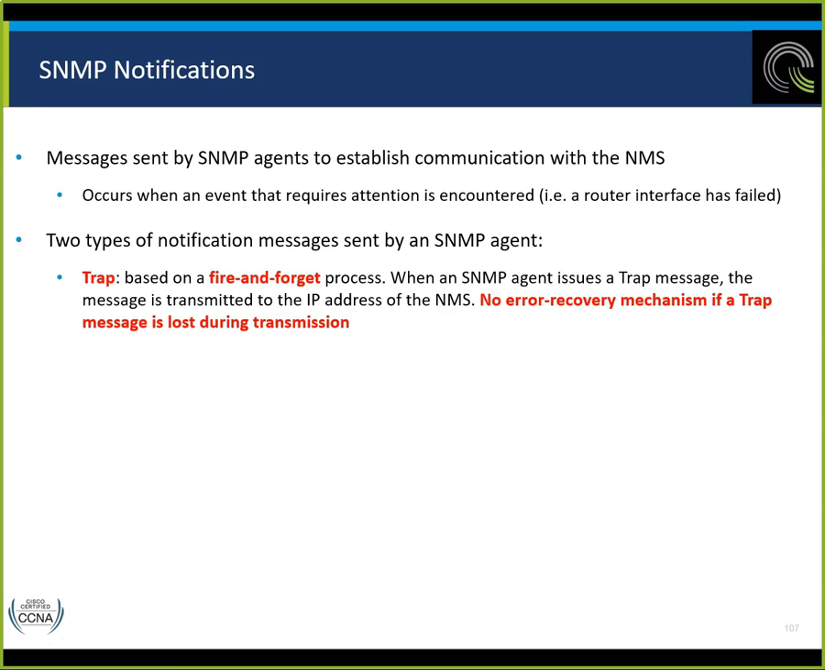Two types of notification messages are sent. One is the trap, the fire and forget. When SNMP issues a trap, an agent issues a trap message, and the message is transmitted to the IP address of the management system. No error recovery is going to be in here. If we looked at the configuration possibilities on that router, the IP address of the NMS would be one of those things.